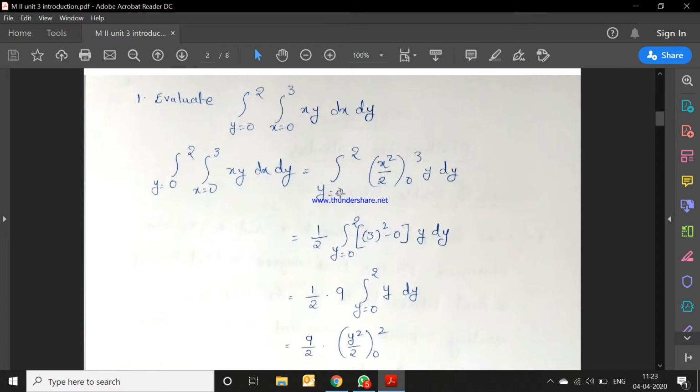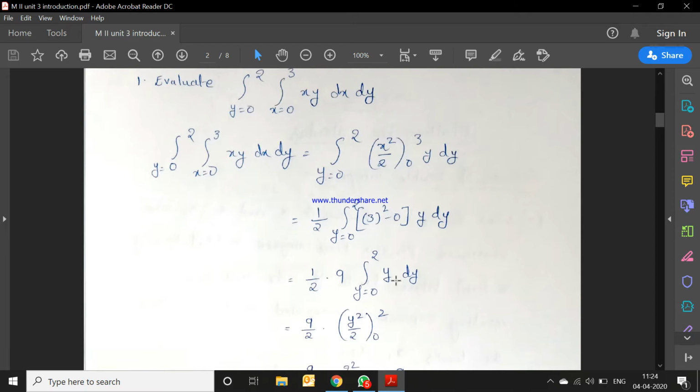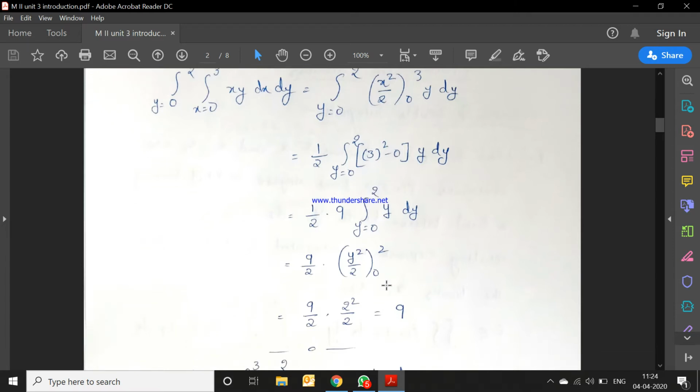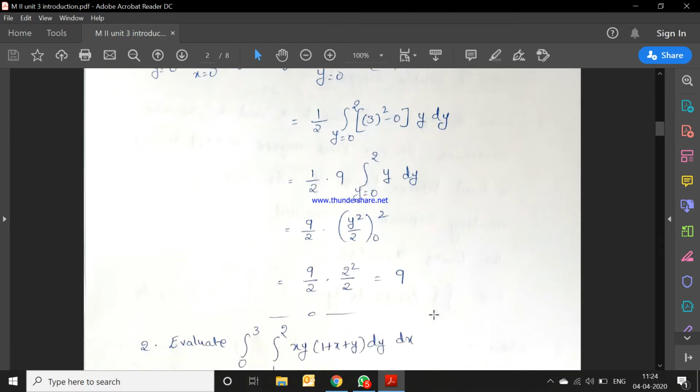That is integral y equal to 0 to 2, the x integration is x square by 2, limits are 0 to 3, y dy. So here 1 by 2 is constant, outside, and substitute the limits for x. 3 square means upper limit is 3 square minus lower limit 0, into y dy. 3 square is 9, so 9 by 2 outside, integral 0 to 2 y dy. Y integration is y square by 2, limits are 0 to 2. Substitute the upper limit, 2 square by 2, minus lower limit 0. So 2 square by 2 into 9 by 2, the value is 9.